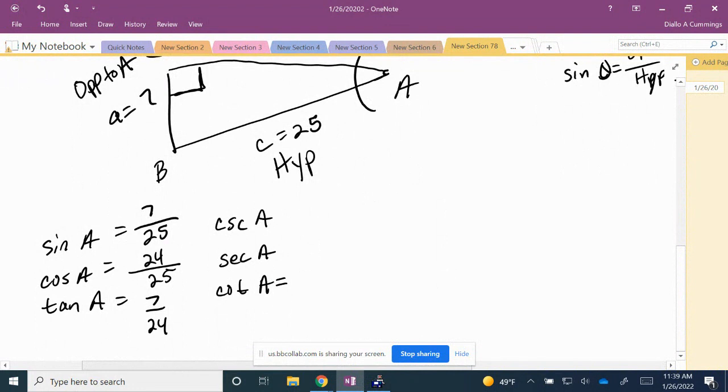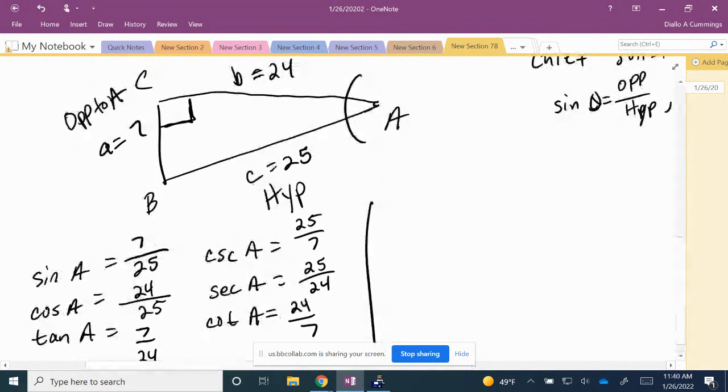And now we'll list out the reciprocals. The cosecant, that's the reciprocal of the sine, is 25 over 7. The secant, which is the reciprocal of cosine, is 25 over 24. And the cotangent, which is the reciprocal of the tangent, is 24 over 7. So we have our 6 trig functions.